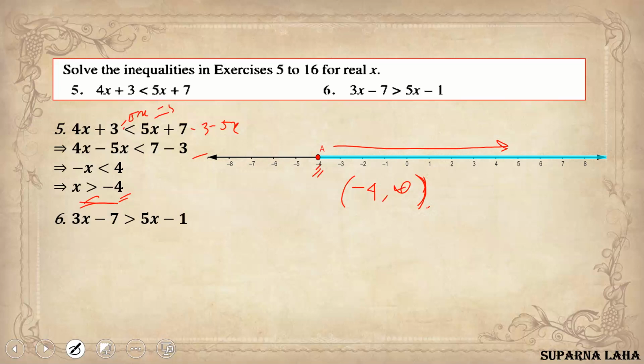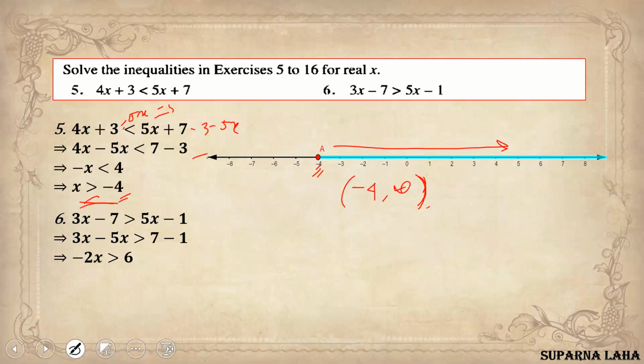So take the terms with x into one side and the values into the other side. So 3x minus 5x is greater than 7 minus 1. It is the same process as solving an equation. Just remember one thing: if you are changing the sign somewhere, then the sign of this inequality changes: greater than changes into less than, greater than or equal to changes into less than or equal to, and less than or equal to changes into greater than or equal to. So 3x minus 5x, that is minus 2x, is greater than 6.